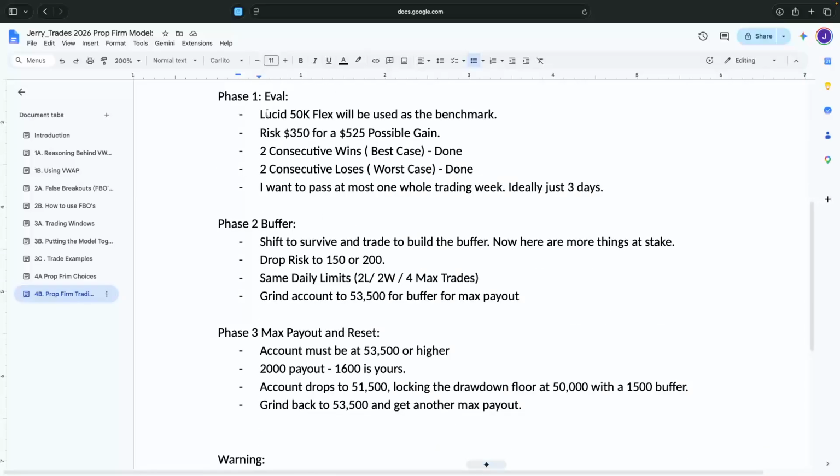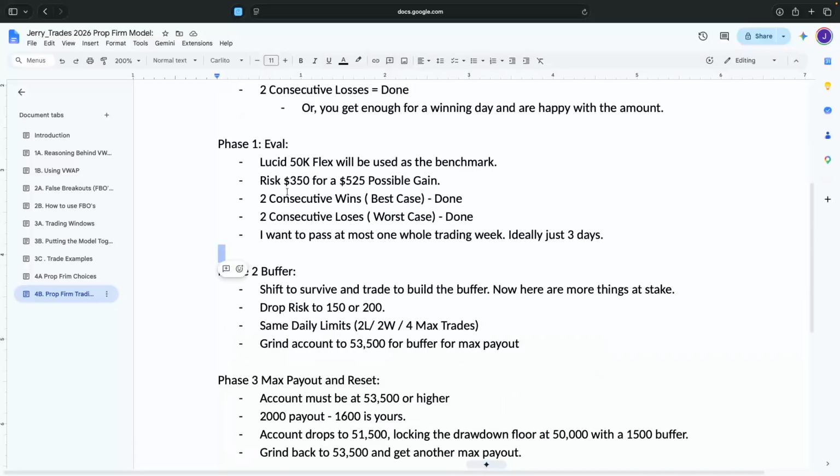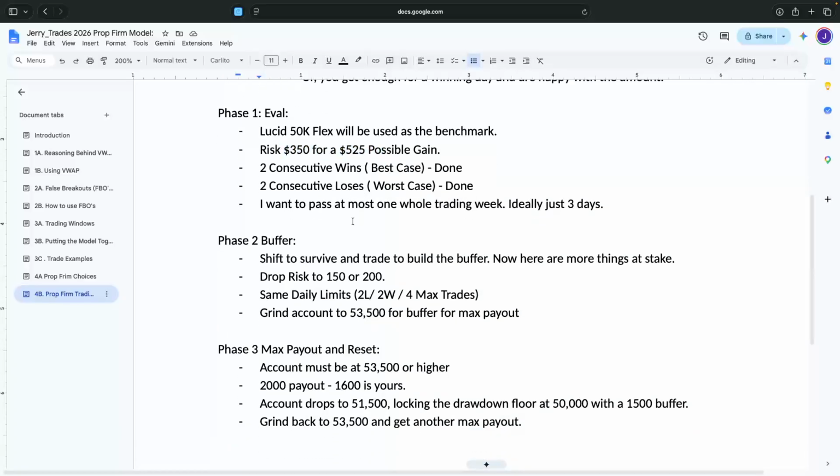So obviously these are the rules. Risk 350 for 525 gain. I want to pass at most one whole trading week, ideally just 3 days, right? If you want to be more conservative, you can just reduce this risk. It's pretty easy.